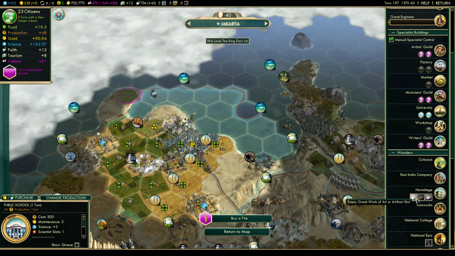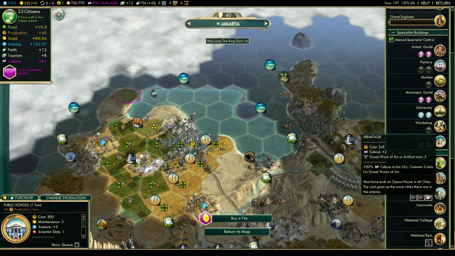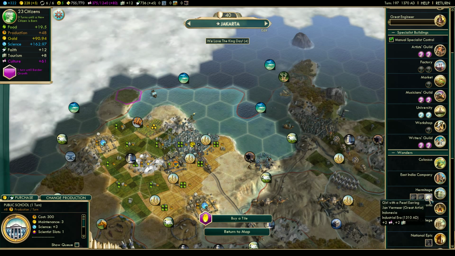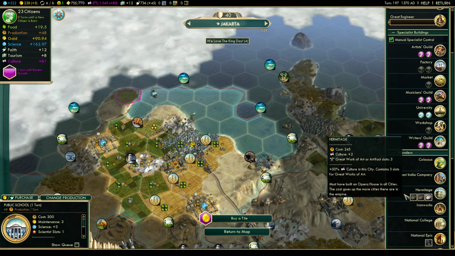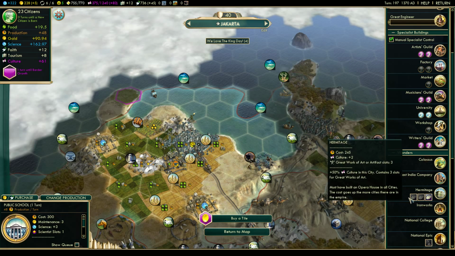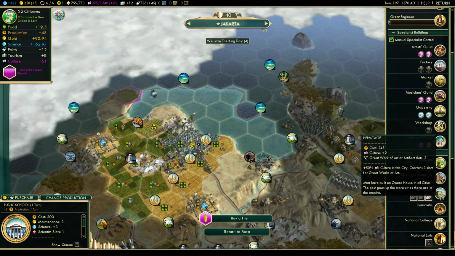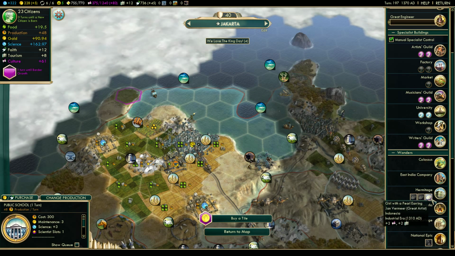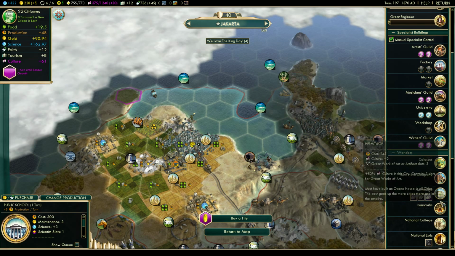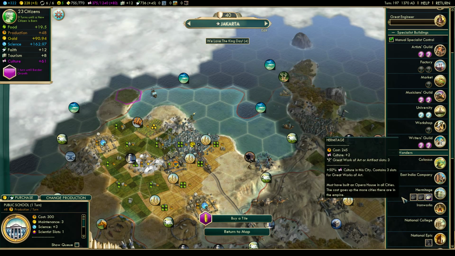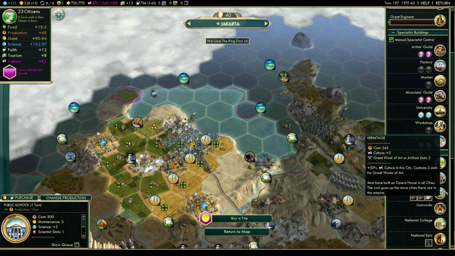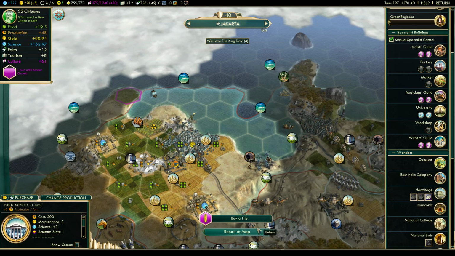This in total gives you, well, the 2 culture from the Hermitage plus the 6 from the great works, that's 8, plus 3 from the set bonus, that's 11, plus 50%, that's 16, and the comparable number of tourism, well, 9 tourism, which is also quite a big deal. So these are very important things.